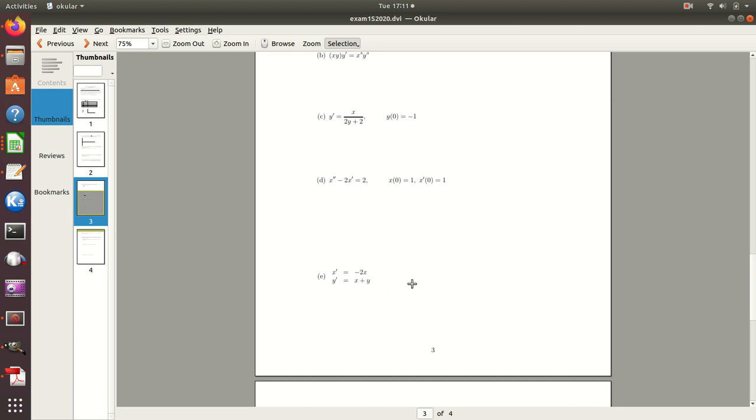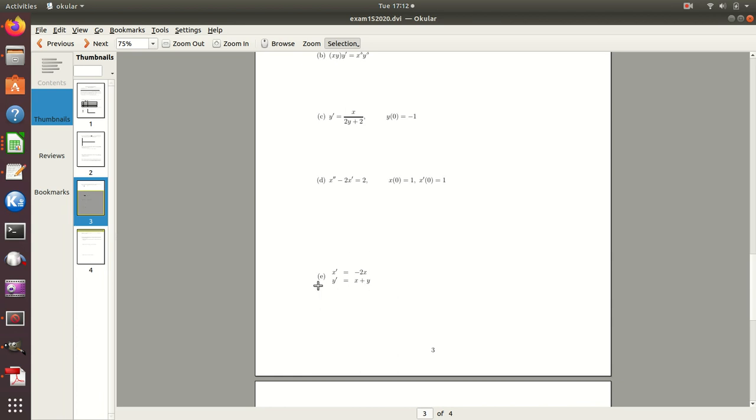I can solve that first equation, and then once I know what the function x is in terms of t, I could plug that in here, and now I get y prime equals some function of t plus y. Move the y over to the left hand side, and I can do that as an integrating factor, because I'll have y prime minus y equals some function of t.